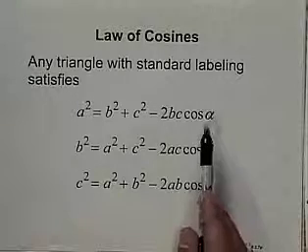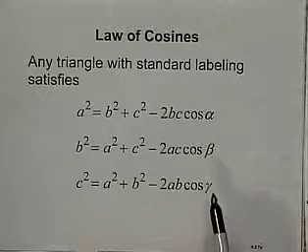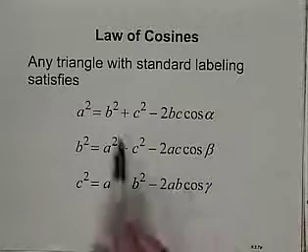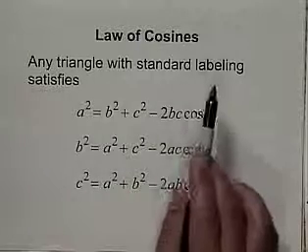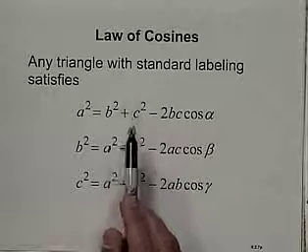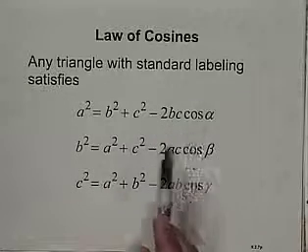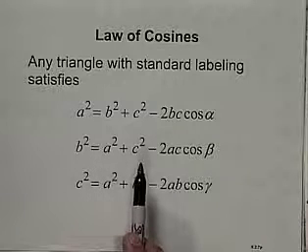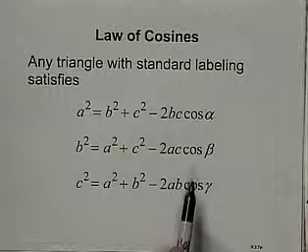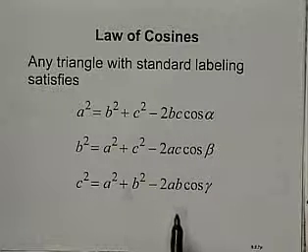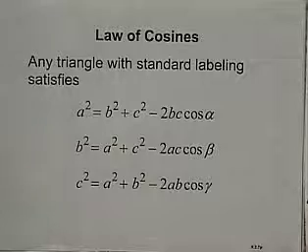Instead of gamma here, we're going to use alpha, beta. Oh, actually, I'm sorry, gamma's down here. So this is the one that we actually derived. Any triangle with standard labeling satisfies a squared equals b squared plus c squared minus 2bc cosine alpha. B squared equals a squared plus c squared minus 2ac cosine beta. C squared equals a squared plus b squared minus 2ab cosine gamma.